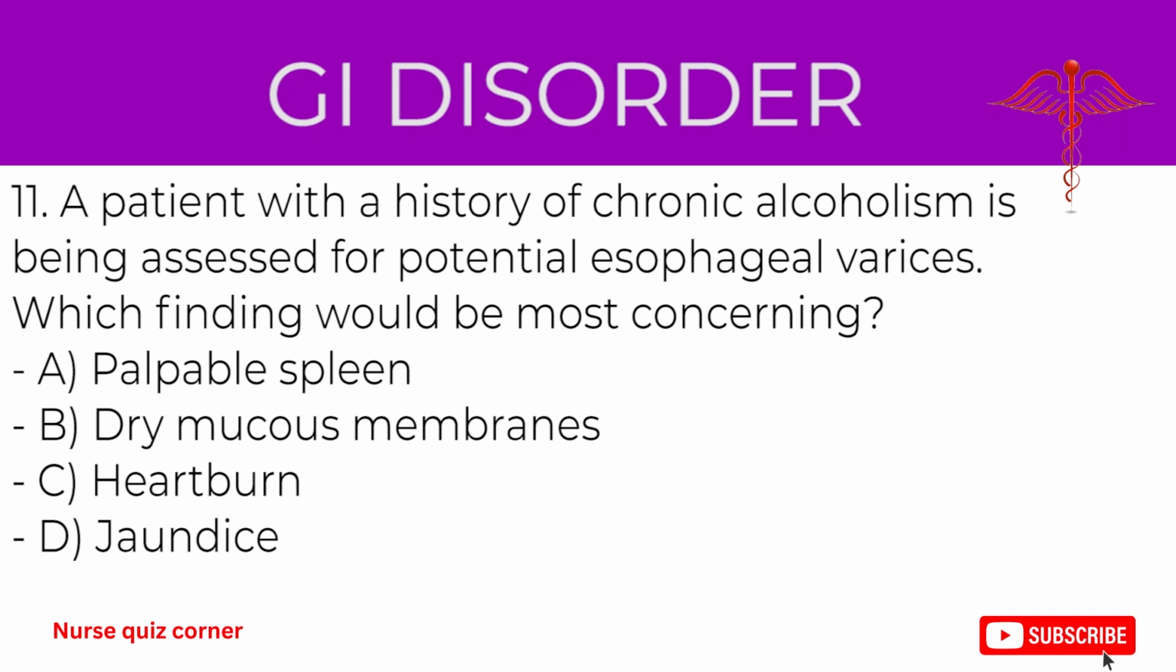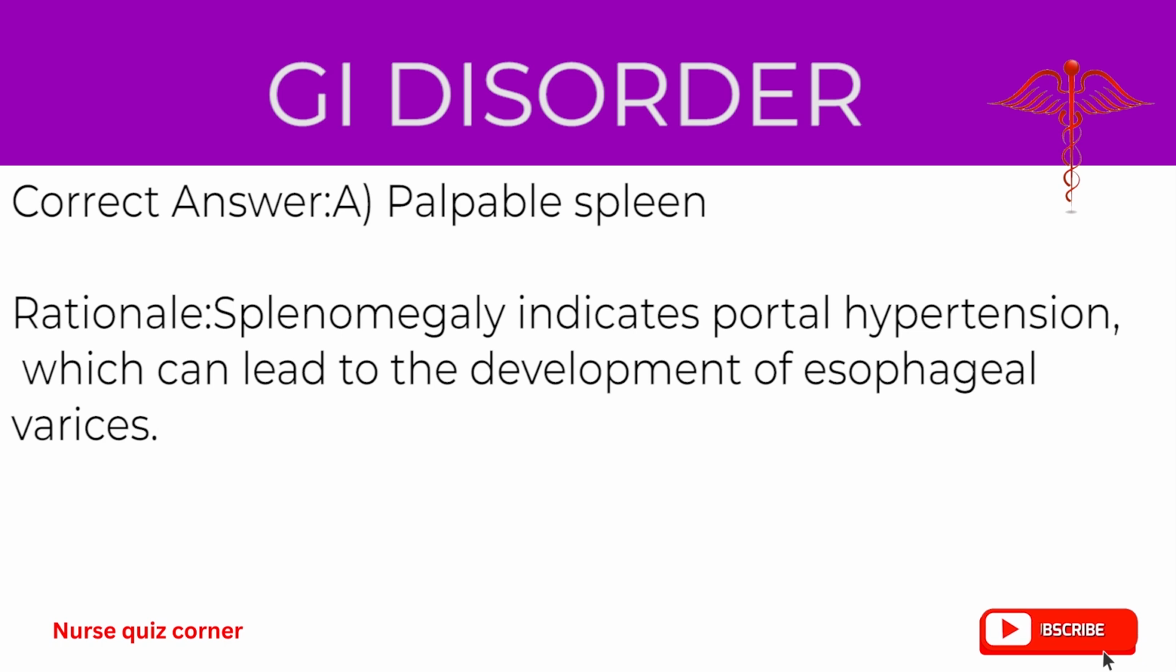11. A patient with a history of chronic alcoholism is being assessed for potential esophageal varices. Which finding would be most concerning? A. Palpable spleen. B. Dry mucous membranes. C. Heartburn. D. Jaundice. Correct answer: A. Palpable spleen. Rationale: splenomegaly indicates portal hypertension, which can lead to the development of esophageal varices.